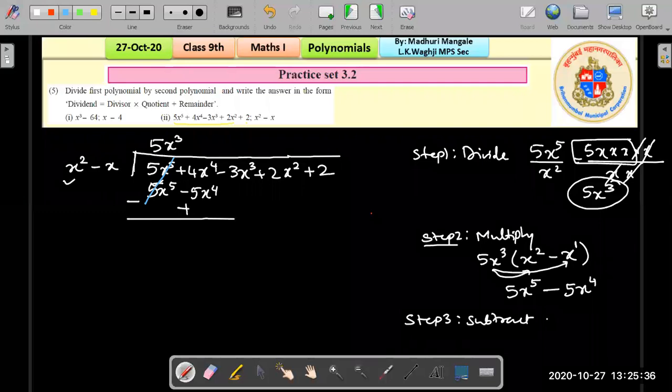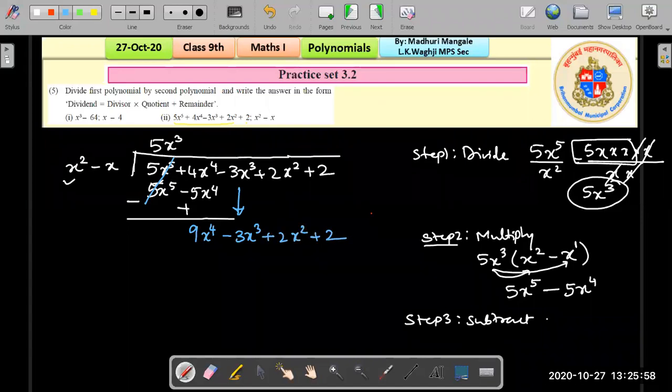So 4 and plus 5, both the variables are the same with the same exponents, right? Therefore, we can combine them. So combining 4 plus 5, that will be 9x raised to 4. And we can pull down the next term, that is minus 3x cubed. We can write it out completely, plus 2, like that. Okay? And again, just check, this degree is greater than this degree, so we can continue the division further.